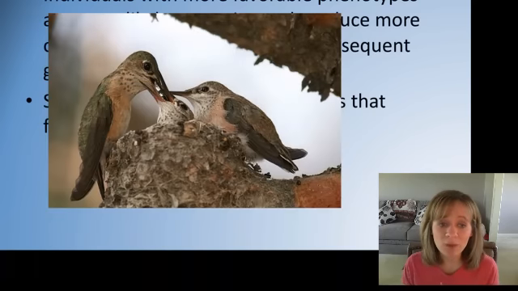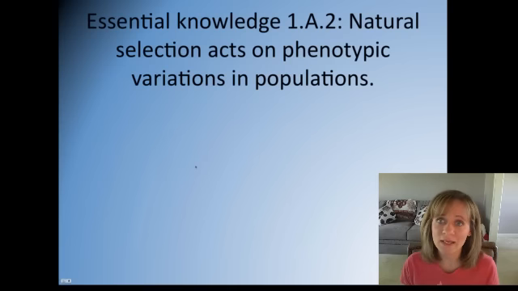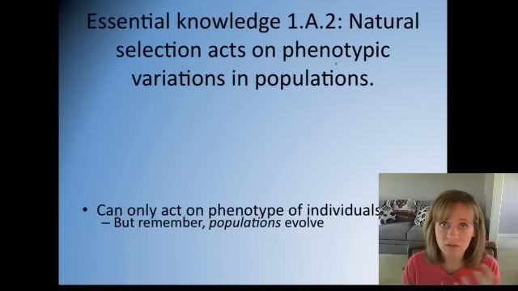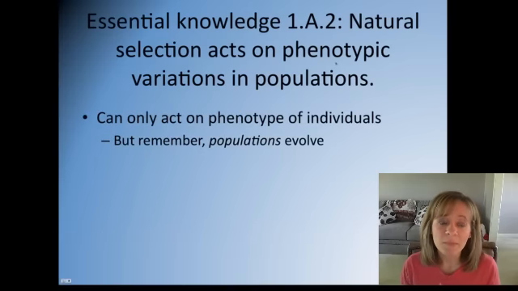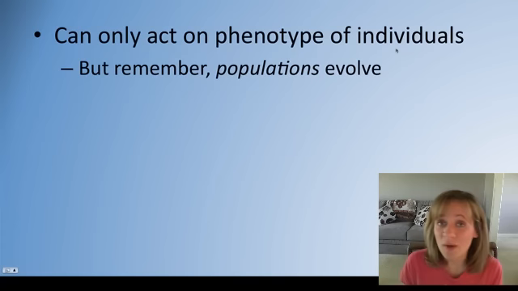So in this example, maybe a long, thin beak has been beneficial, and these guys are surviving, reproducing, and their offspring also have long, thin beaks. So this is a big idea here. Natural selection acts on phenotypic variations, on physical characteristics. Now this is a little nuance that you have to understand. Natural selection can really only act on phenotypic variation of individuals, right? So an individual with a certain phenotype is either going to survive or it's going to die.